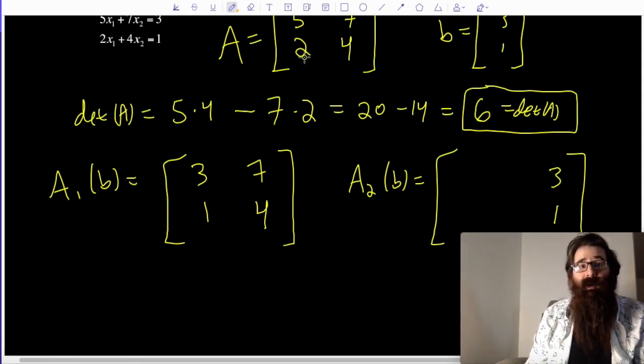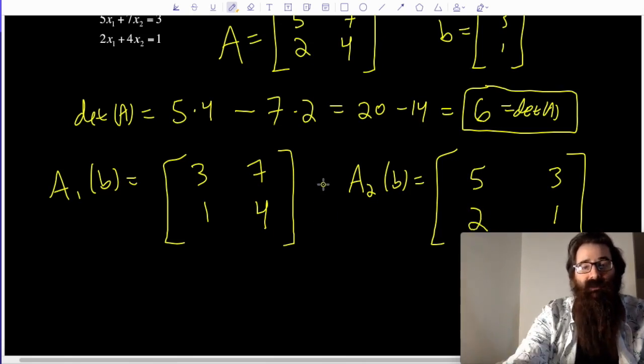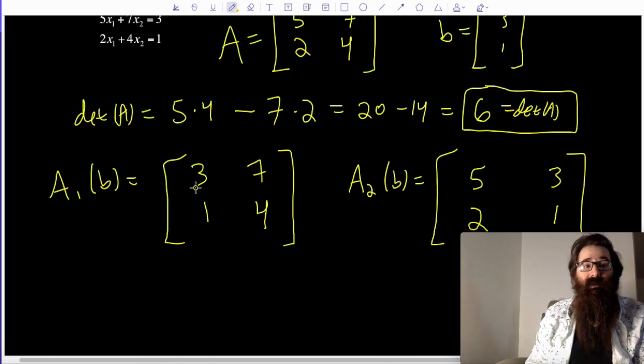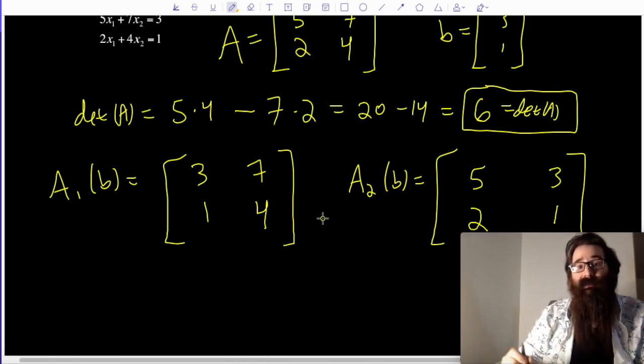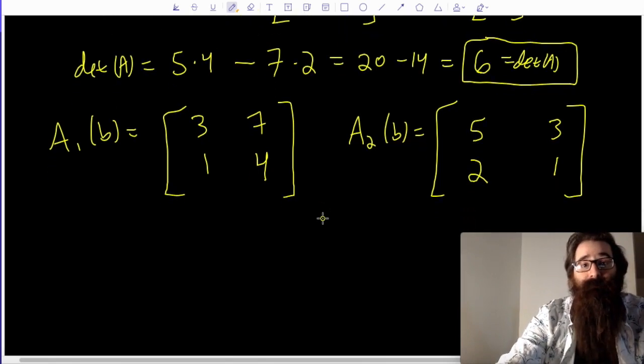But my first column, which I'm kind of cutting off here, that's 5, 2, or any of the other columns for that matter, should stay the same as in matrix A. So that's the idea. I'm taking this matrix A, and I'm replacing one of the columns with column vector B. So A sub 1 at B, I replaced the first column with that vector B, but the rest stayed the same. For A sub 2 at B, I replaced the second column with that column vector B, but the rest stayed the same. That's how we want to treat this.